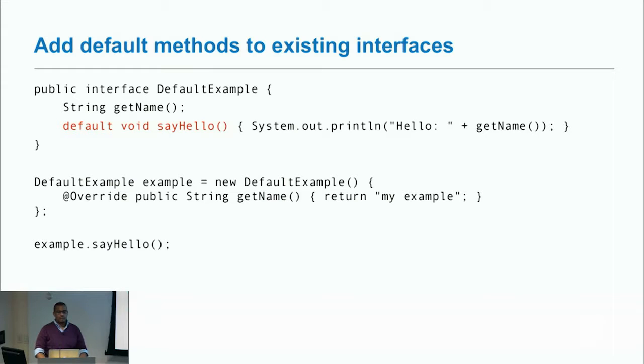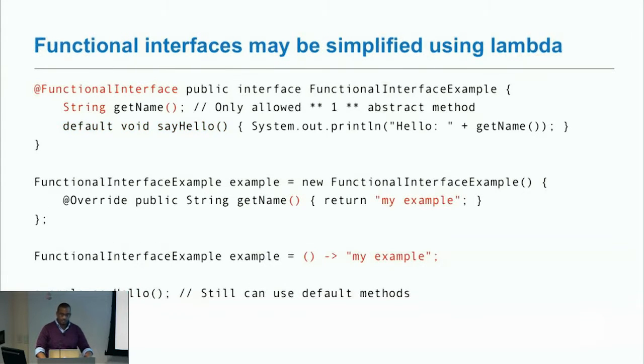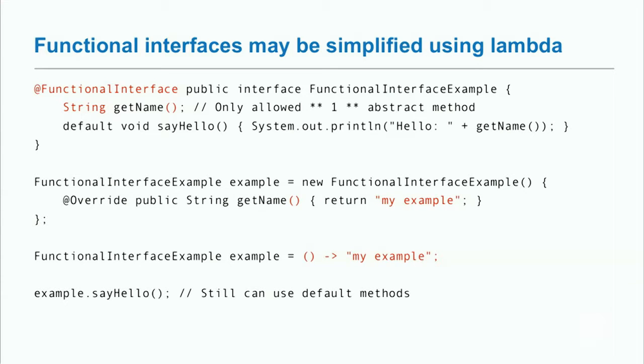Now with these default methods, this gets into Lambdas and the functional programming that's been added to Java 8. The compiler is able to figure out if you have an interface that has a single abstract method that takes some set of parameters and returns some type. Instead of having to implement the interface method, override this getName method and return the string, you can use this new lambda syntax, which is just open and close braces, which says I don't take any parameters, and it returns this string, my example, and it's a much more compact way of representing that.